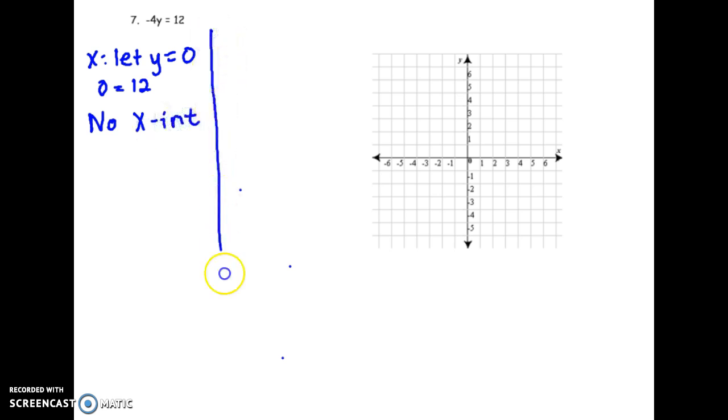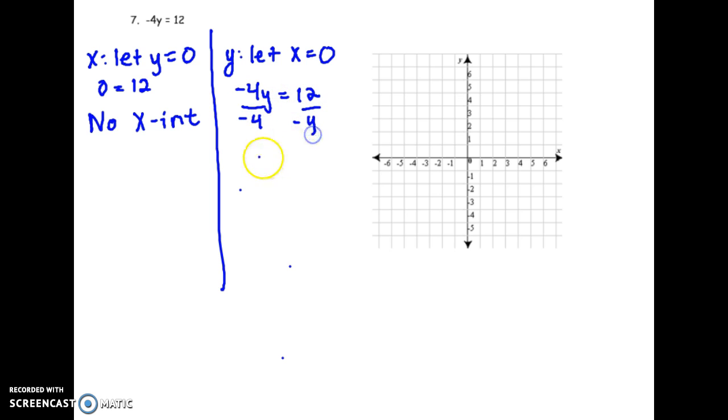All right? But for my y-intercept, when I let x be 0, because there is no x, I'm left with negative 4y is equal to 12. And when I divide by negative 4, I end up with y is equal to negative 3. So my y-intercept is at 0, negative 3. So when I graph it, the point will be right here. So we know the line crosses the y-axis, but it never crosses the x-axis.